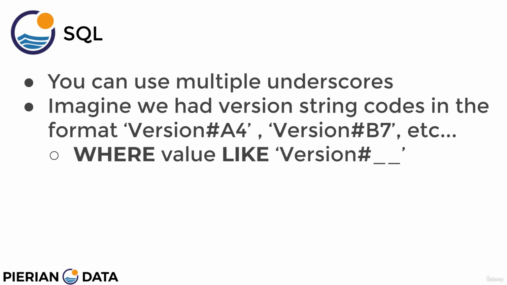Now you can use multiple underscores. So imagine we had version string codes in the format, something like Version #A4, and then Version #B7, etc. So that would be something like where value LIKE 'Version #' and then two underscores, where those two underscores can be filled with any sort of characters you want. So this essentially leaves open any two characters to fill in those specific underscore positions.